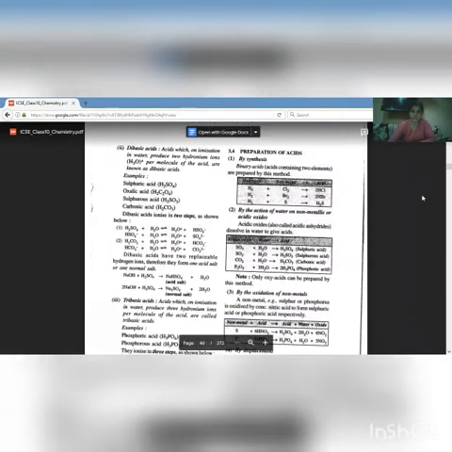Silicic acid, that is H4SiO4, has the basicity of 4. Only one example with a basicity of 4 is there, that is silicic acid.